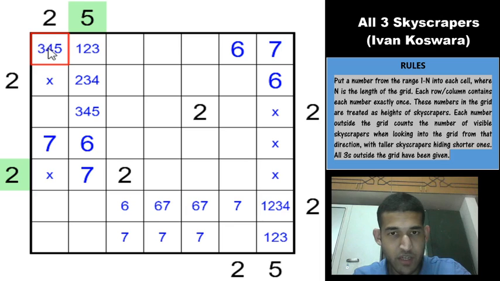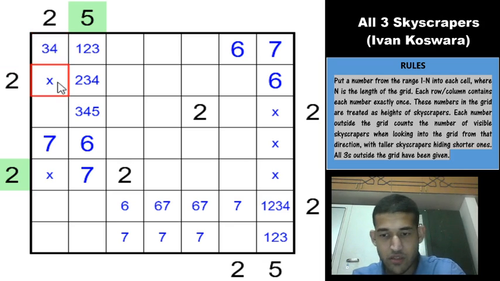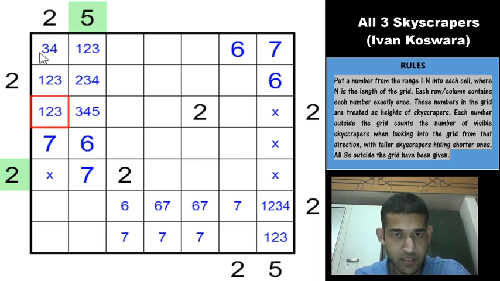But can it be a 5? If you have a 5 here, then along row 1 from this direction you will see 3 buildings. So 5 can't be here, which means that these two cells must be 1, 2 and 3, so that they are hidden behind this clue.